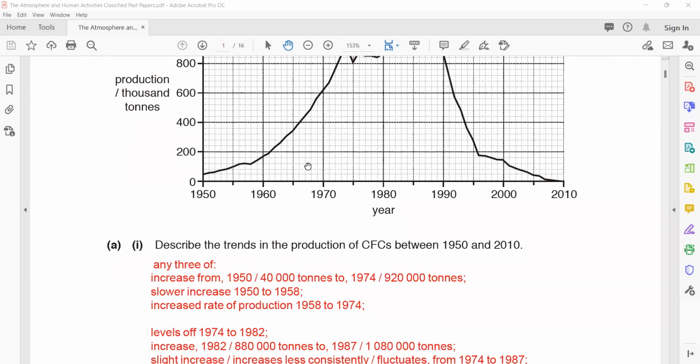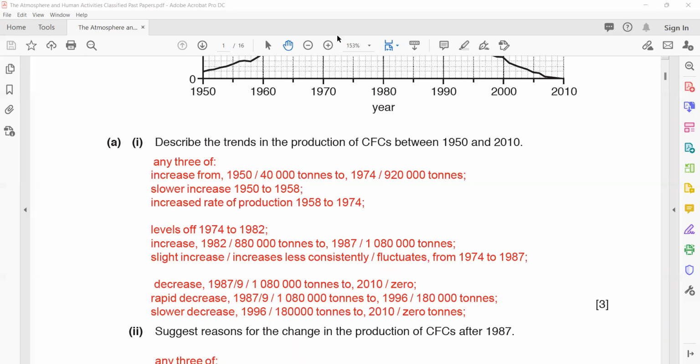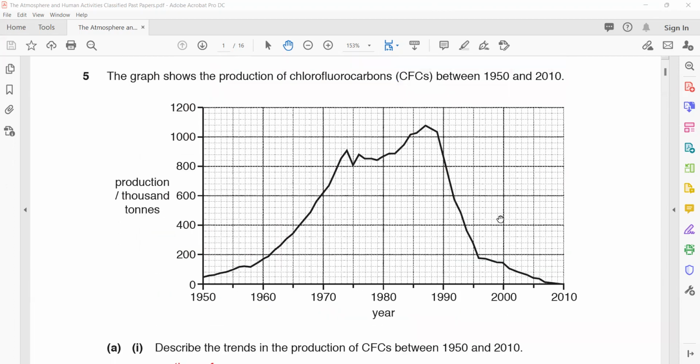Okay. After that, the question says suggest the reason for the change in production of CFCs after 1987. They're asking what happens to the production after 1987. Where is 1987? You can see somewhere here. After that, what is the graph showing, is it decrease or increase? Decreases. What can be the reason for this decrease?